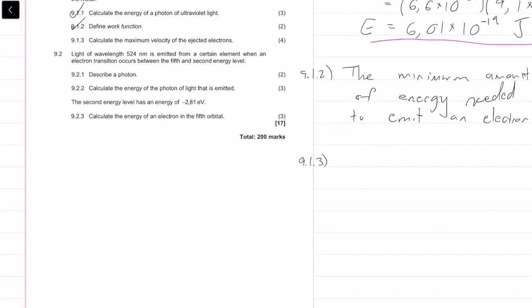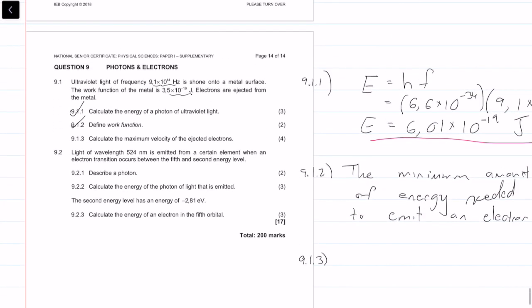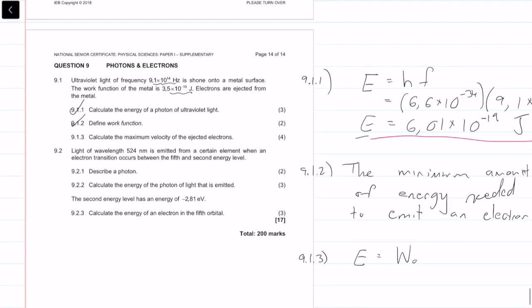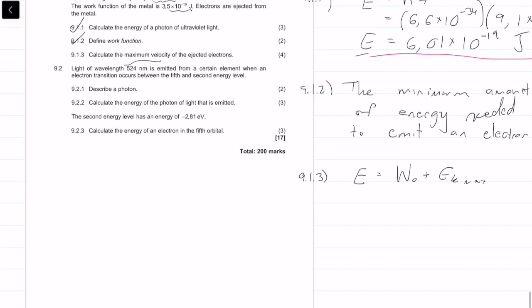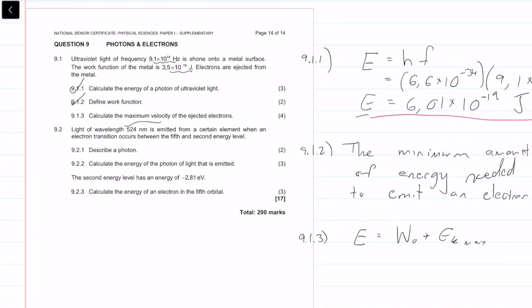9.1.3. Calculate the maximum velocity of the ejected electrons. We've already calculated the total energy, but we also know that E is equal to W naught plus EK max, and we want to know the maximum velocity. We know what the work function is as well.